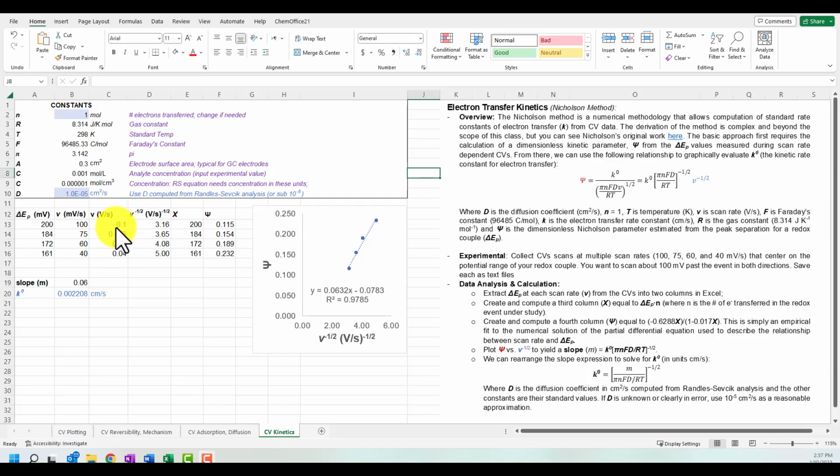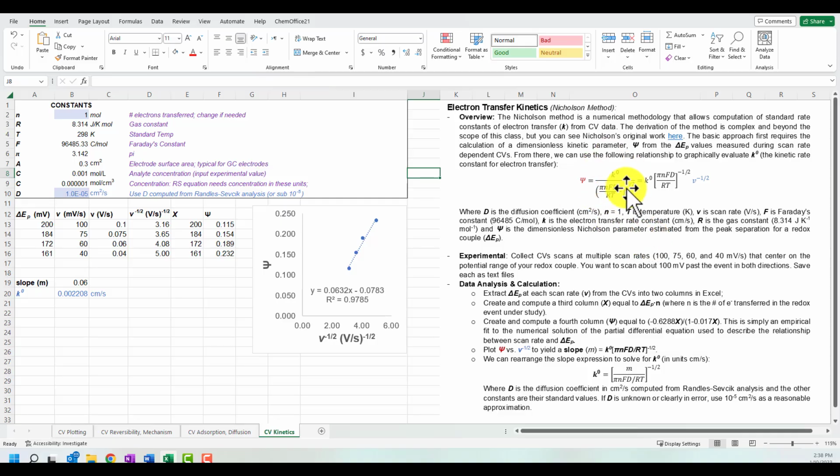The scan rate column here will then be converted into different units, volts per second, and then inverse square root scan rate, which is important because for this method of analysis, which we call the Nicholson method, to work, we need to compute this psi parameter, which is a dimensionless, essentially kinetic parameter that comes from the numerical solution to the partial differential equations used to define the shape of the cyclic voltammogram.